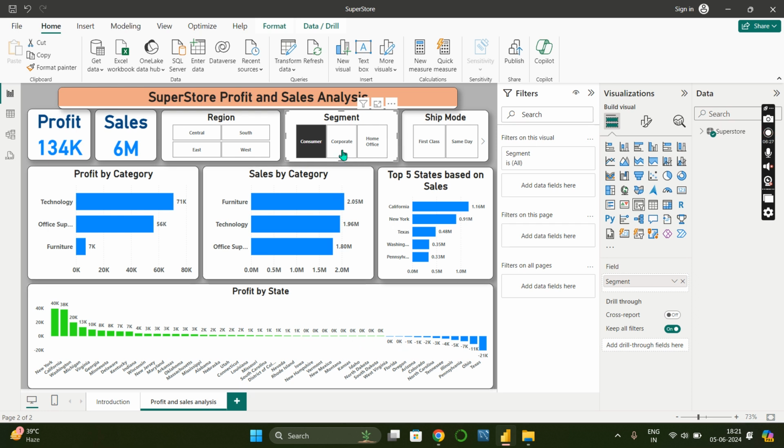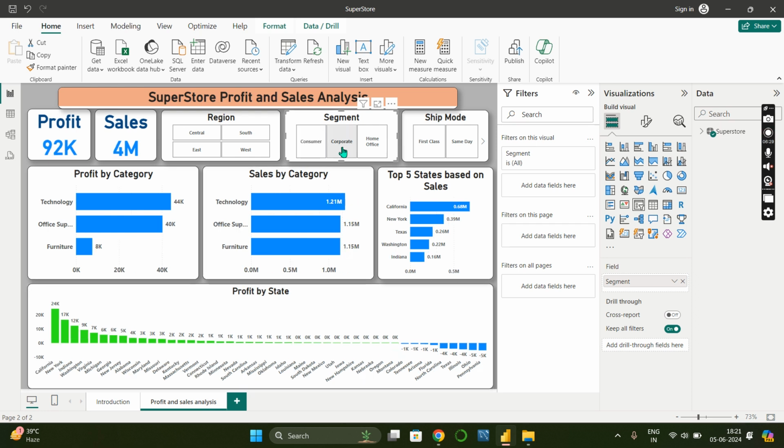Apart from that, if we look at the corporate segment, technology and office supplies are contributing more to the profit than furniture sales. If we look at sales by category, technology, office supplies, and furniture have more or less the same sales amount, but the profit is higher in technology and office supplies. So it means that in the corporate segment, furniture is not giving good profit.